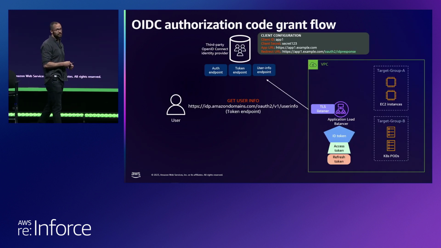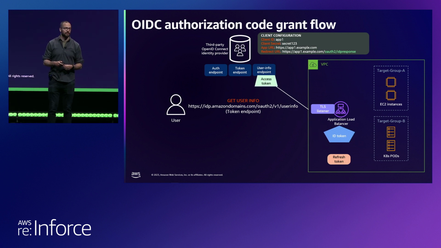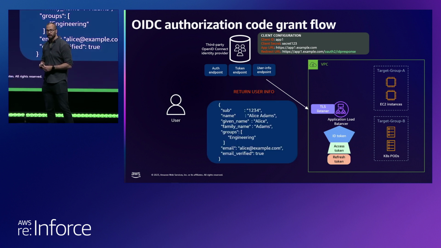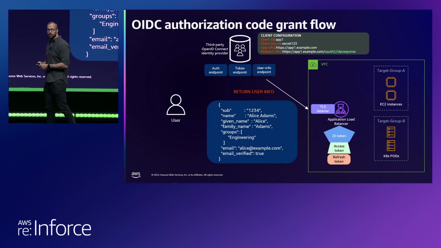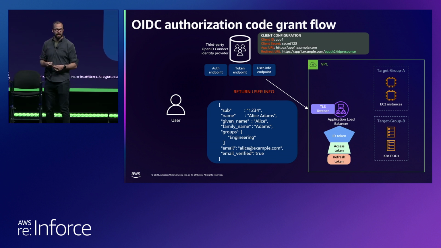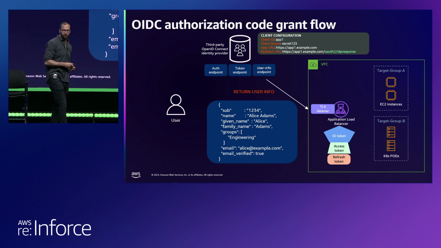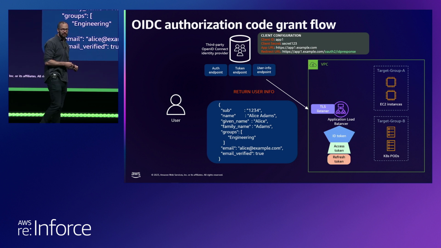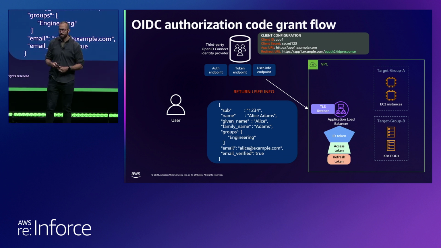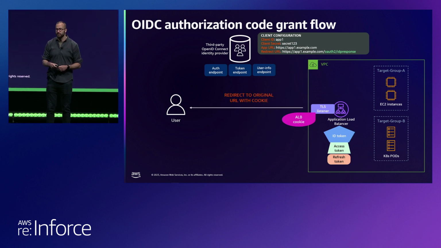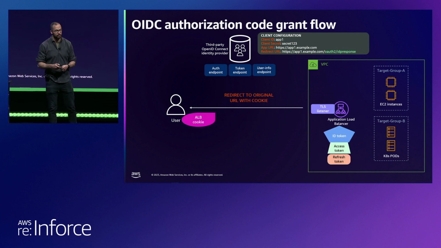Okay, so the load balancer has the 3 tokens. It will now use the access token to connect to the user info endpoint, effectively send the access token to the user info endpoint, and receive user information from it. So now we know who the user is. It's Alice Adams. She's part of the engineering group, and she has an email, and that email is verified. At this stage, Alice has been authenticated successfully, and the application load balancer is going to set an application load balancer cookie and redirect Alice back to the original URL that she started with.